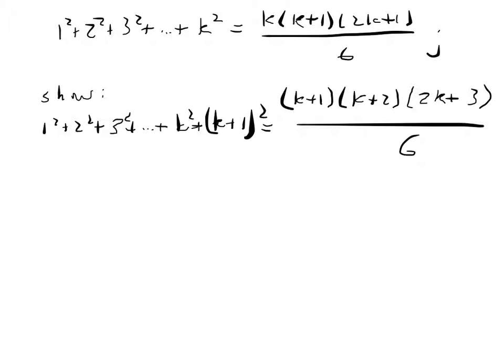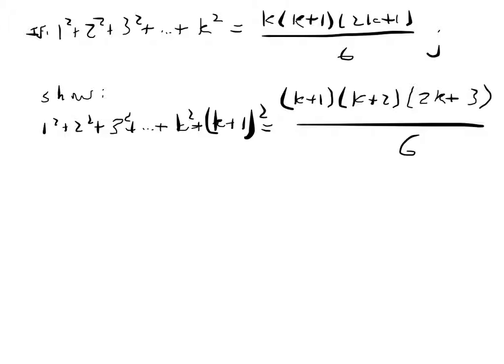So for that second part, I want to assume that my formula is true for the kth term. So it's the sum of the first k terms is k times k plus 1 times 2k plus 1 over 6. Assuming that's true, then the sum of the first k plus 1 terms is going to be replacing a k everywhere with k plus 1: k plus 1, k plus 1 plus 1 is k plus 2. 2 times k plus 1 is 2k plus 2, plus 1 is 2k plus 3, over 6. So this is what I need to show. If this is true, I need to show that's true.